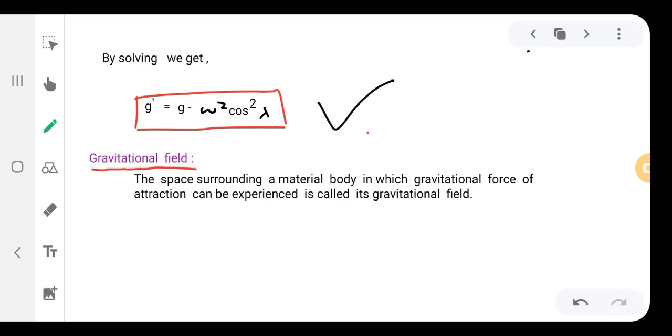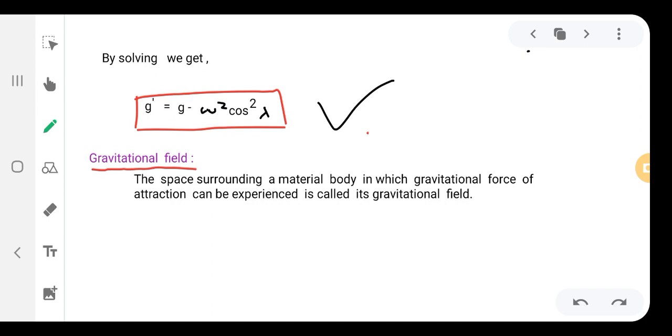Now what is the gravitational field? The space surrounding the material of a body in which the gravitational force of attraction can be experienced is called its gravitational field. If we consider the earth, and a body is coming closer to the earth, the body experiences a force of attraction towards the earth.